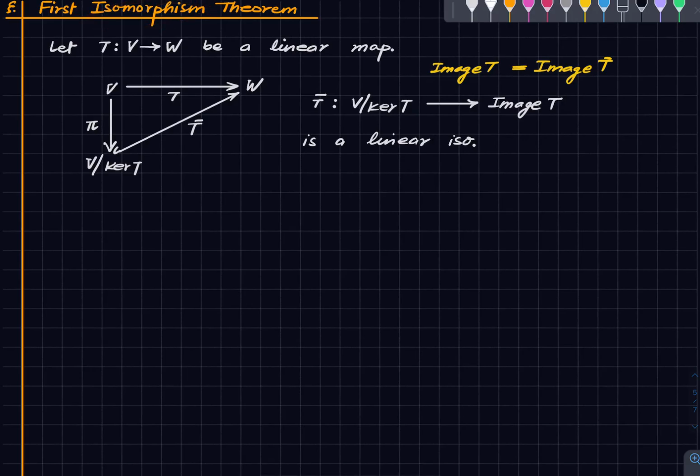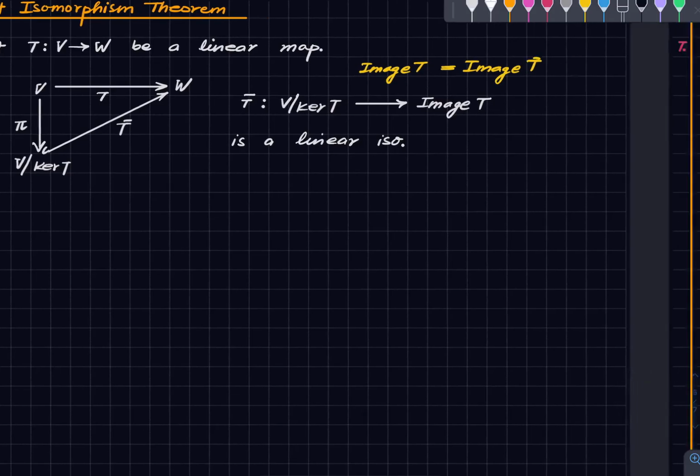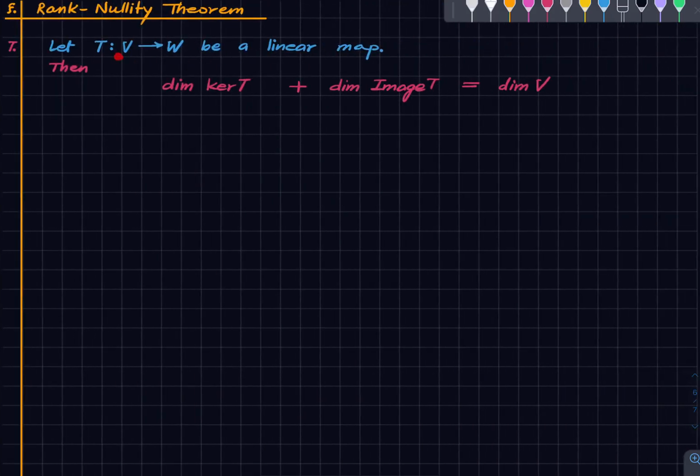All right. So an immediate consequence of this is the rank-nullity theorem. We have any linear map, then the dimension of the kernel of T plus the dimension of the image of T is the dimension of the domain. The proof is just to use the first isomorphism theorem. By the first isomorphism theorem, we have an isomorphism T bar from the previous page. This is an isomorphism.